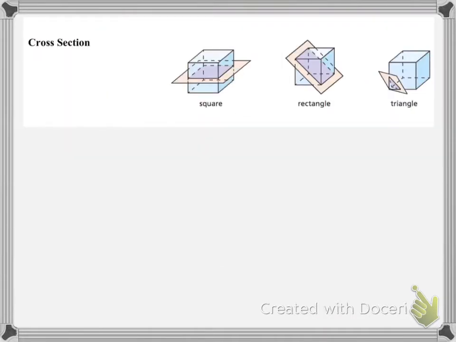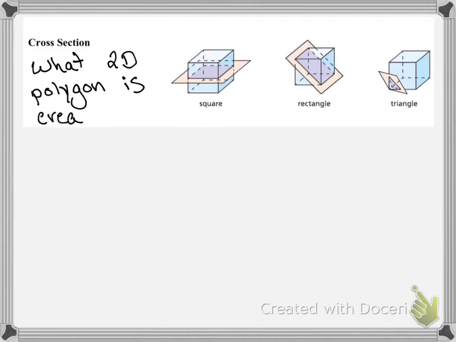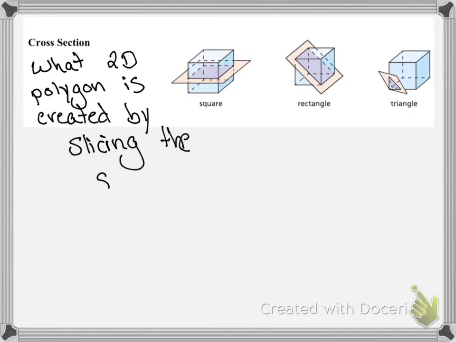Okay, cross section. I always like to think of a cross section. If I took a piece of plastic and I sliced it, what shape would it make? What 2D shape? What 2D polygon is created by slicing the solid?